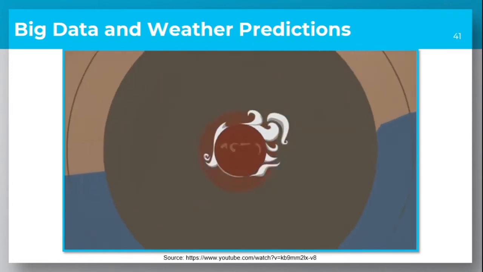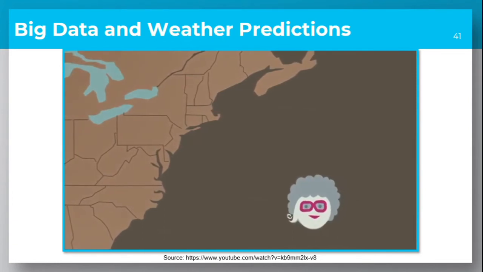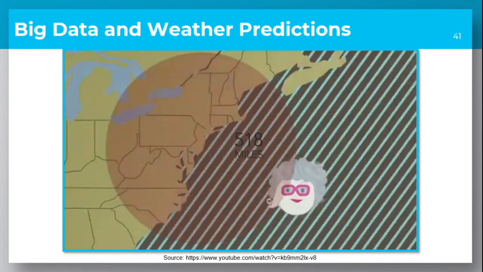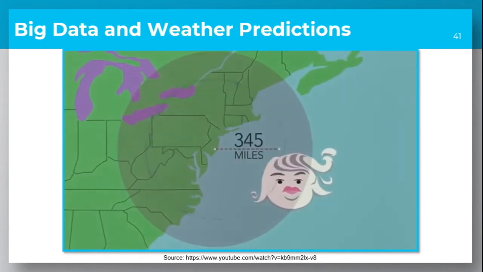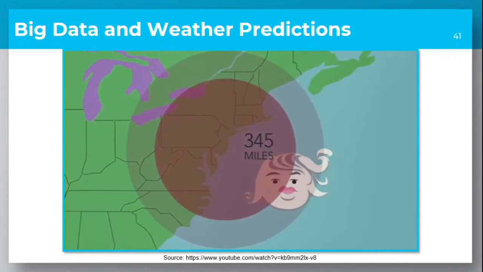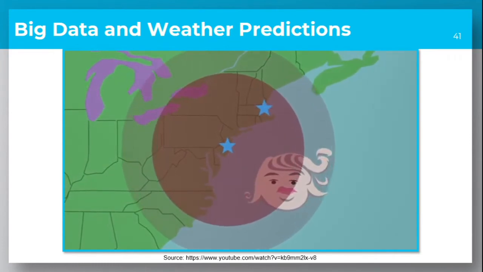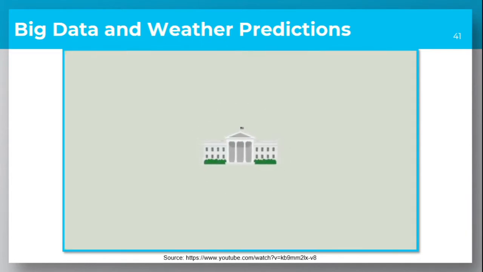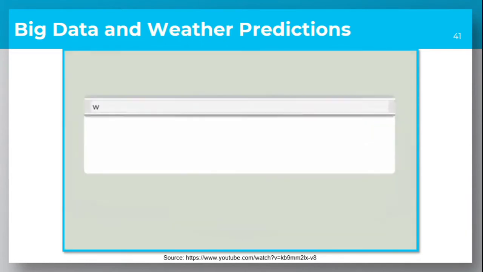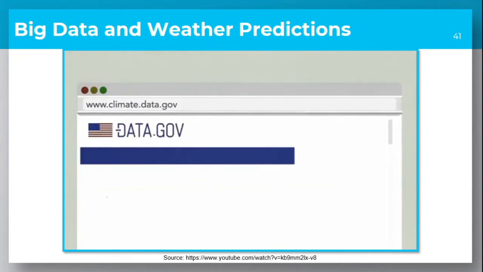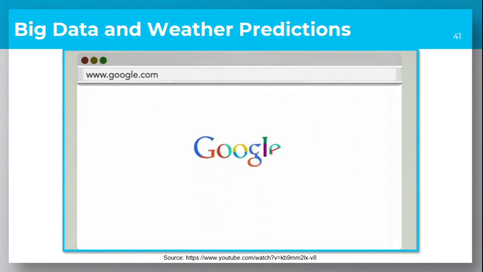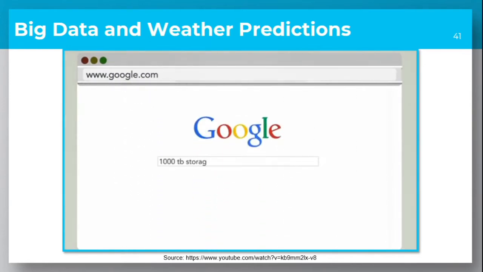Now roll the clock back to 1970, when the National Hurricane Center's landfall predictions were only accurate within 518 miles. By 1990, that number improved to 345 miles. But that's still the distance between Philly and Boston. So yeah, big data has basically turned weathermen into magicians. Even the White House has caught wind of big data. President Obama launched climate.data.gov in March 2014 as a tool to help web developers create the next breakthrough in weather predictions. Google joined the cause by committing 1,000 terabytes of storage for satellite images and climate models.